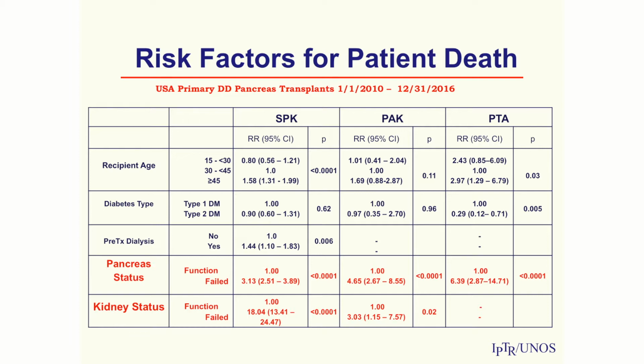If you thought these numbers are bad, look at what the kidney does. If the kidney fails, your risk of dying, as an SPK patient, even though you still have a functioning pancreas in place, is 18 times higher than for someone whose kidney is still functioning. In the PAK category, it's a factor of 3. What all of that shows is that once a graft fails, morbidity just goes through the roof, and we have to do everything to avoid rejection from occurring.